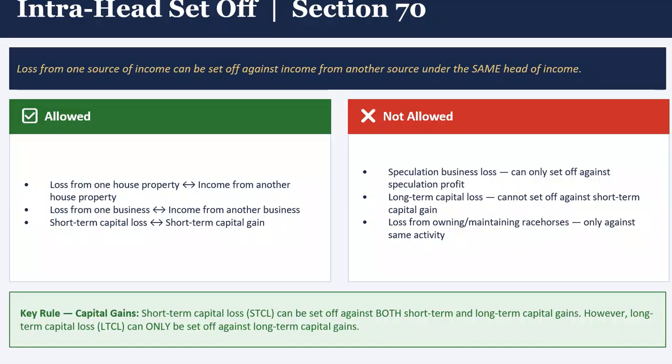and short-term capital gains. However, there are some restrictions in intra-head set off in case of speculation business loss, long-term capital loss, and loss from owning and maintaining racehorses. These losses can be set off only against the same type of income even within the same head. That is, speculation loss can be set off only against speculation profit. Long-term capital loss can be set off only against long-term capital gains. And loss from owning and maintaining racehorses can be set off only against income from the same activity.